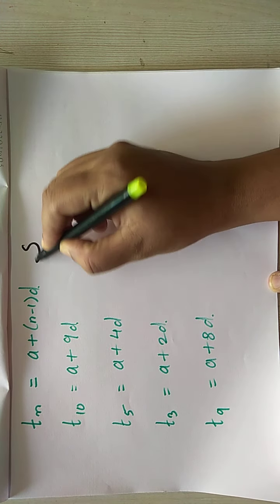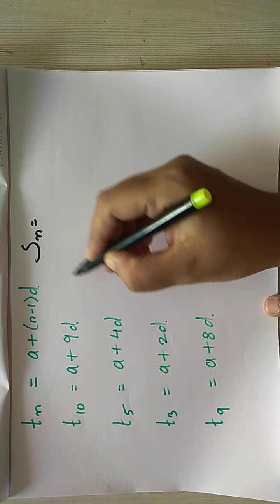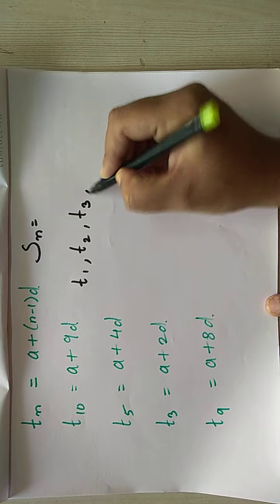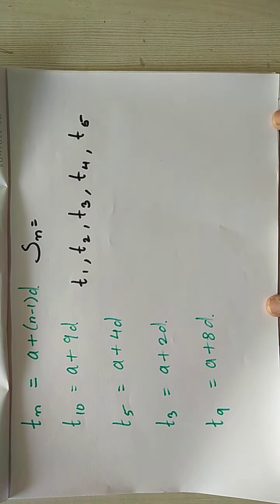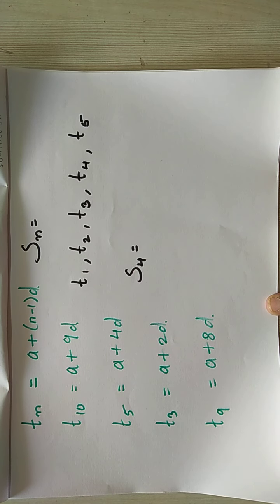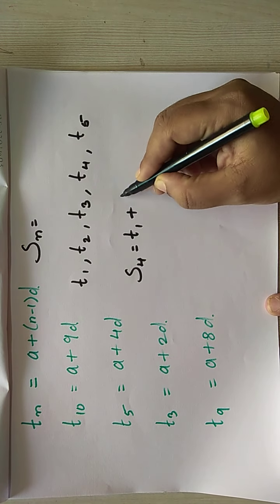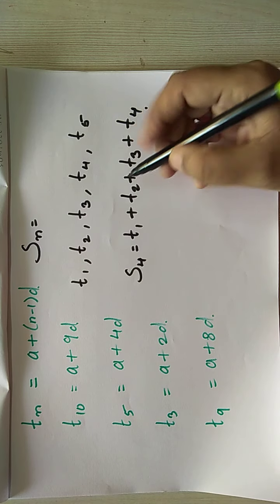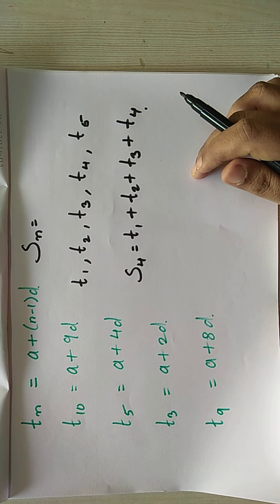Then the next formula that we learned was the Sn formula. Sn means the total of n terms. For example, if we had the first term, second term, third term, fourth term and fifth term, suppose there are only 5 terms in this AP. If I say S4, it means the total of the first 4 terms of the AP. That will be T1 plus T2 plus T3 plus T4. This is the meaning of S4. S4 means the total of the first 4 terms of the given AP.